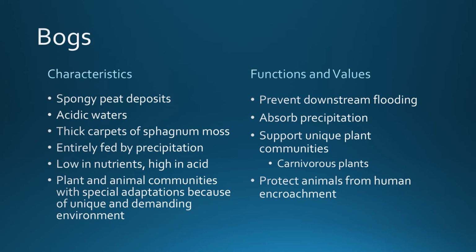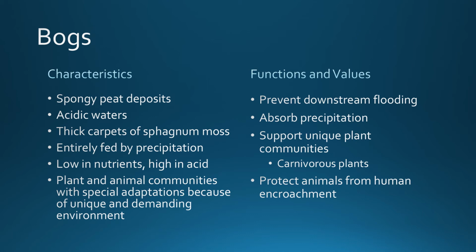So bogs can be formed in two different ways. Either sphagnum moss can grow over a wet environment, so a lake can get covered by sphagnum moss. It's called terrestriation, where it fills in that lake, or they can come to a dry environment. Sphagnum moss can grow over the dry environment and trap water. So it's either making a wet environment drier or a dry environment wetter using moss.